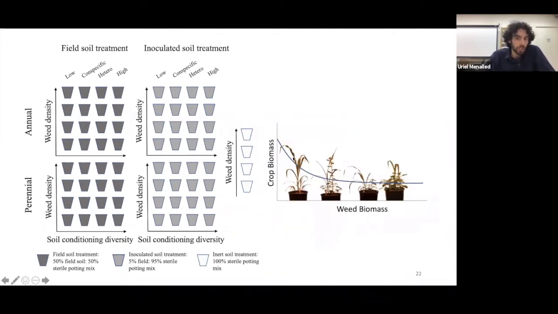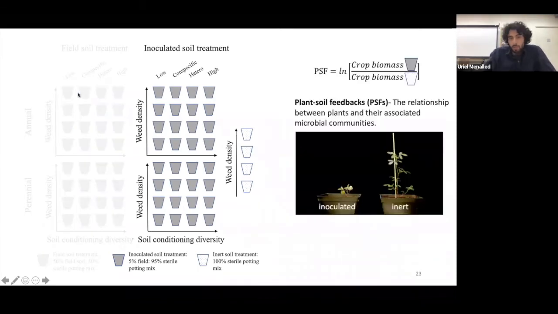And by seeing the reduction in the crop biomass as a function of increasing weed density in each of these diversity treatments, I was able to model crop weed competition through competition curves. Another thing I was able to do was by comparing the biomass of a crop in the inoculated to inert soil, I was able to quantify plant soil feedbacks. And plant soil feedbacks are the relationship between plants and their associated microbial communities. And so, for instance, this would be an example of a highly negative plant soil feedback, because the plant growing in the inoculated soil is much smaller than in the 100% sterile inert soil. Okay, and so in this case, this would indicate that this soil has a net pathogenic effect on crop growth.